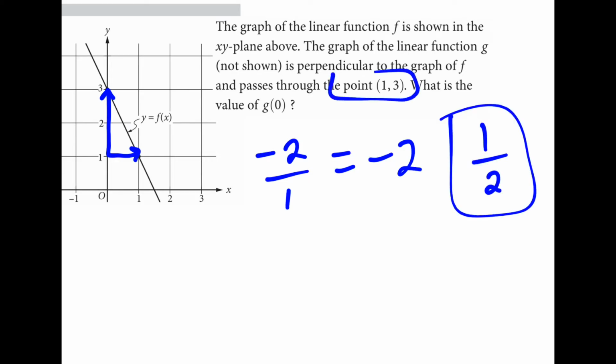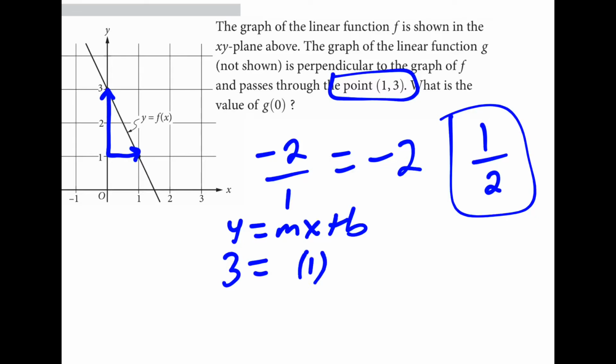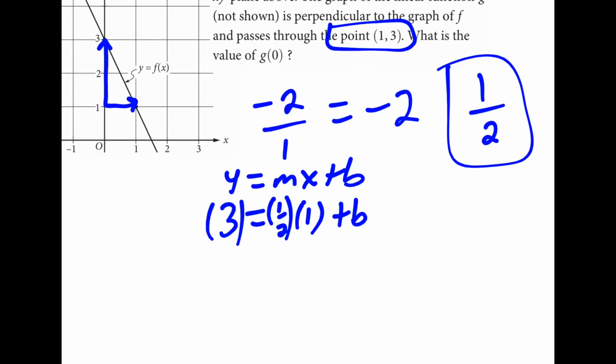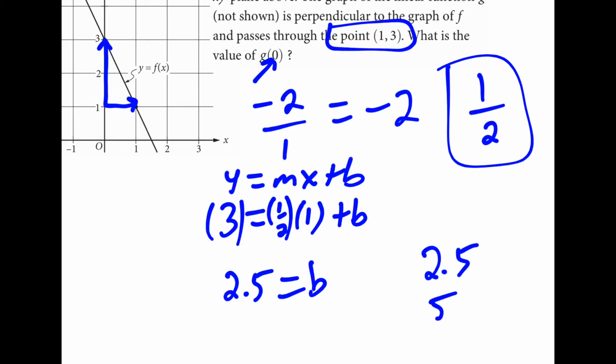I have a point now, 1, 3. So from that, I can figure out my b value. I'm going to plug in 3 for y, and y equals mx plus b. I'm going to plug in 1 for x. I'm going to plug in 1/2 for my m, and this allows me to solve. Turns out 2.5 is equal to b. The y-intercept is the definition of when we plug in 0, what do we get? So the answer is 2.5, or you could think of it as 5 over 2.